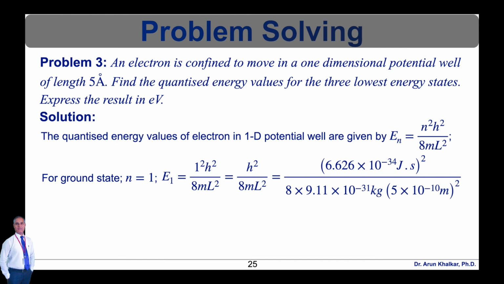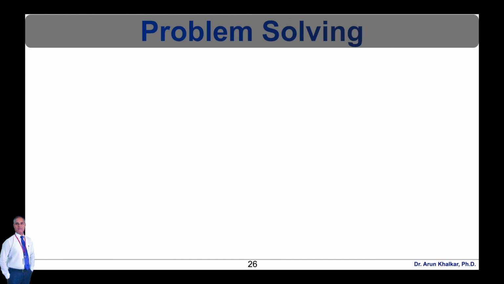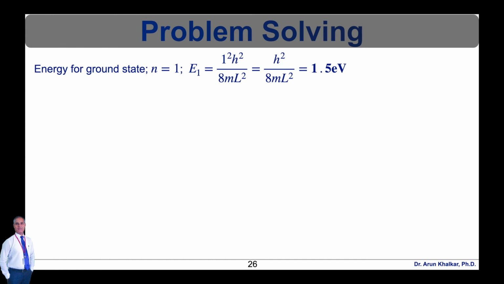By simply putting the values in this formula, Planck's constant, that is 6.626 × 10^-34 joule second, squared, divided by 8 times the mass of an electron, that is 9.11 × 10^-31 kilogram, times the length, that is 5 angstrom units, so 5 × 10^-10 meter, squared. After solving this, we will get E1 is equal to 2.41 × 10^-19 joule. After converting it into electron volt, simply by dividing by the value of the charge, 1.6, we get 1.5 electron volt. This is the energy in electron volt for the ground state, that is n is equal to 1.